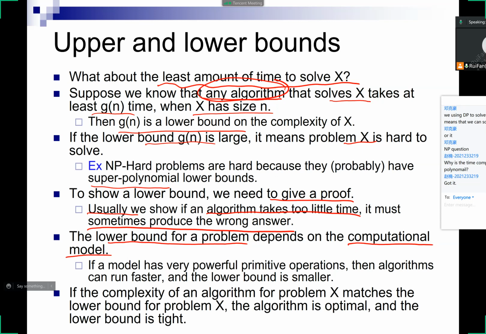And the final thing is that if you have a problem where you have an algorithm with, let's say, f of n complexity, and then you also have a lower bound which is also f of n, that means you can solve the problem in f of n time, and you also prove that you need at least f of n time to solve the problem. Then that would mean that your algorithm is optimal, because you need at least f of n time, and your algorithm takes exactly f of n time, so therefore you have the best possible algorithm.